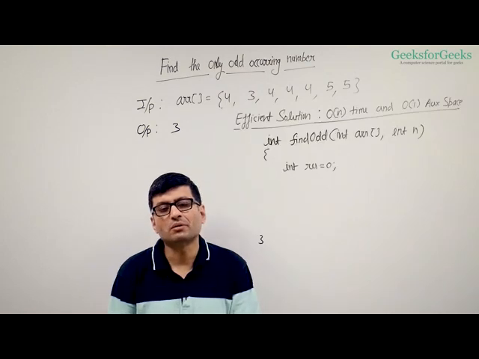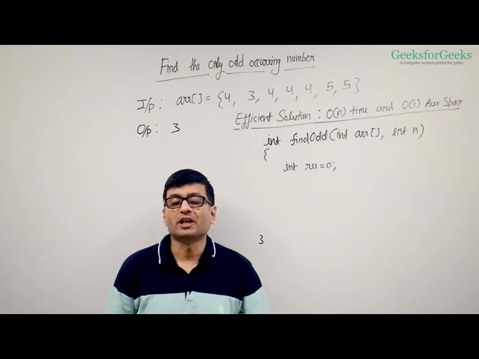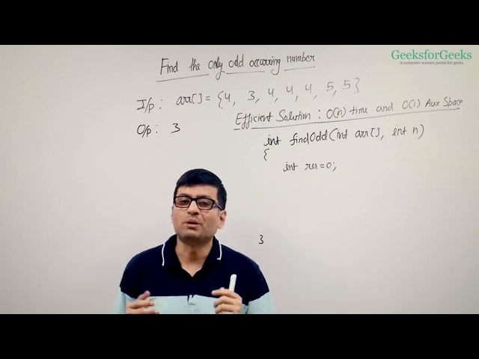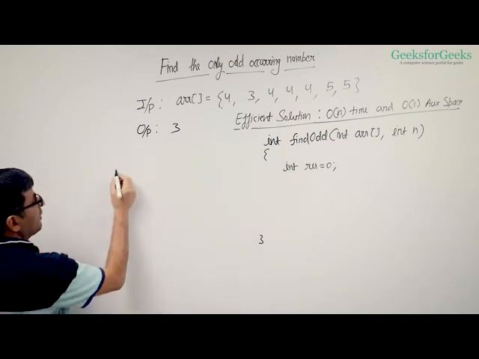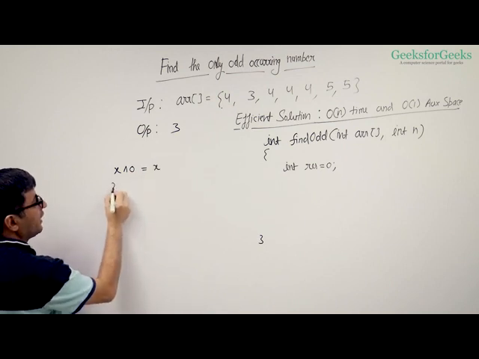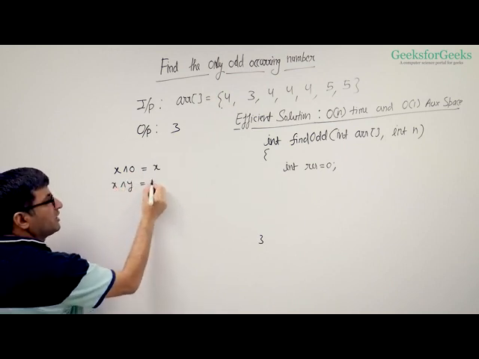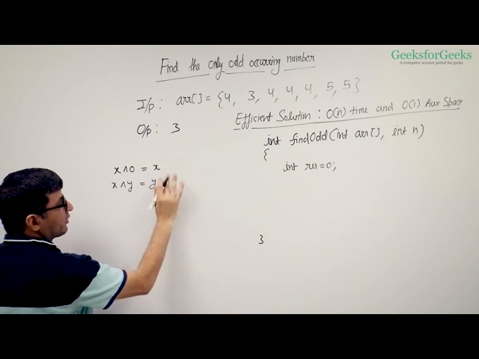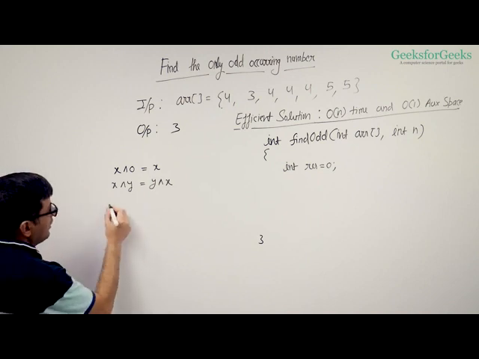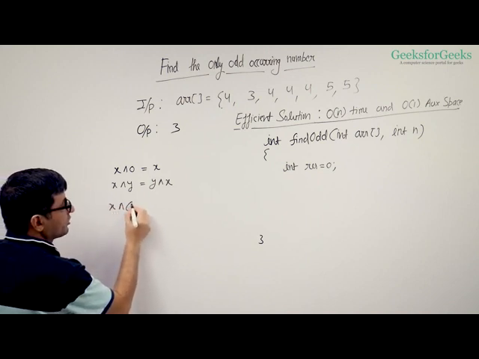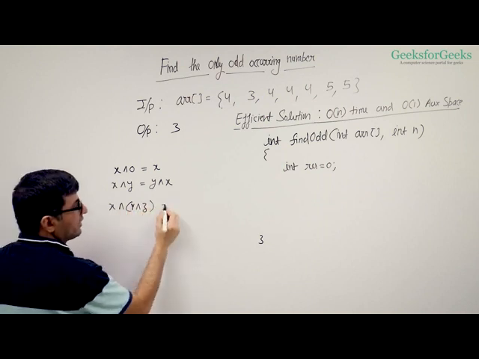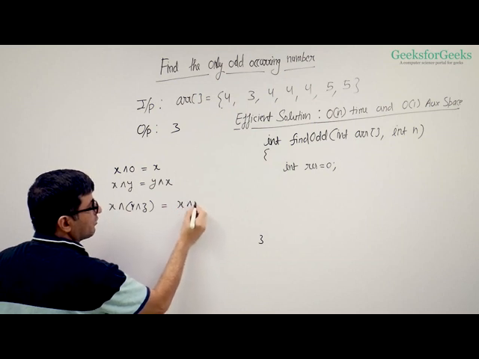Let us now talk about the big O of n solution. The idea is based on the XOR operator. The XOR operator has many interesting properties. For example, XOR of a number x with 0 is x. XOR of two numbers x and y is equal to XOR of the same numbers in a different order. So the XOR operator is commutative. The XOR operator is also associative. So x XOR y XOR z is equal to x XOR (y XOR z).